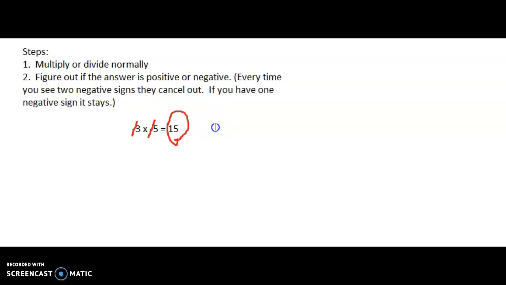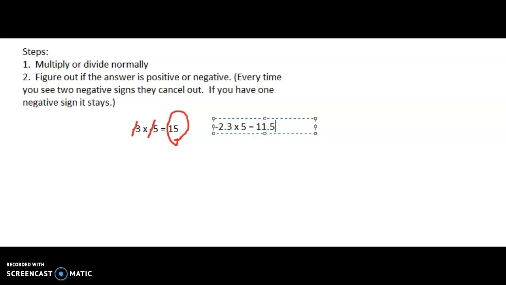Let's look at another one. What if we had -2.3 times 5? Okay. So -2.3 times 5. First step, multiply or divide normally. If you went ahead and did 2.3 times 5, you should get 11.5.